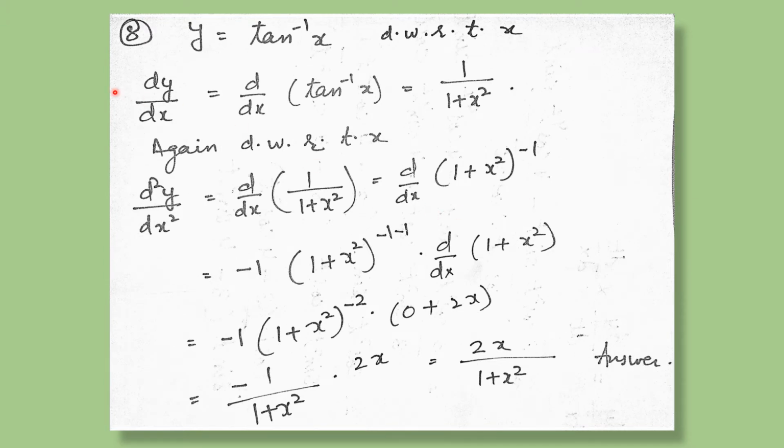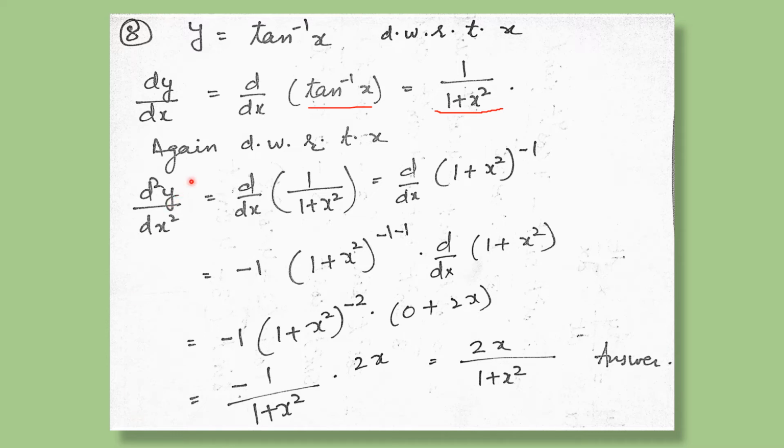Question number 8. y is equal to tan inverse x. Differentiate with respect to x, you will get dy by dx is equal to d by dx of tan inverse x. Now, what is the derivative of tan inverse x? It will be 1 upon 1 plus x square. So you get dy by dx is equal to 1 upon 1 plus x square.